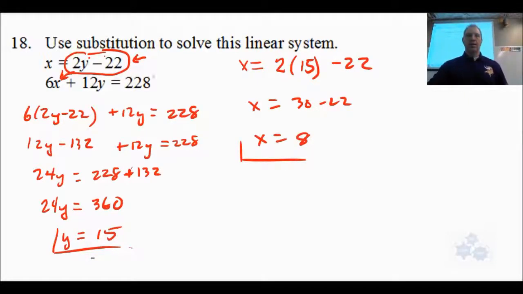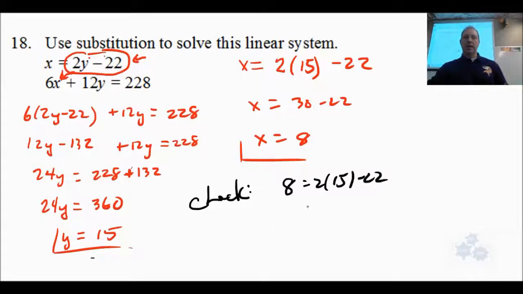Okay, so then let's check. Is that good? Missing anything? Any questions? All right. So to check, let's check both equations. Obviously, 8 equals 2 times 15 minus 22. We just did that one. That's good.